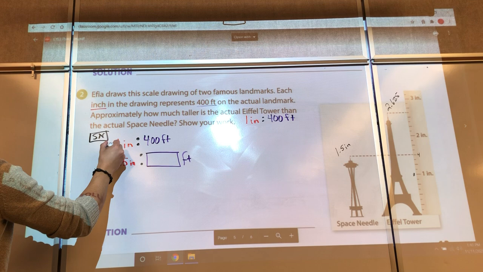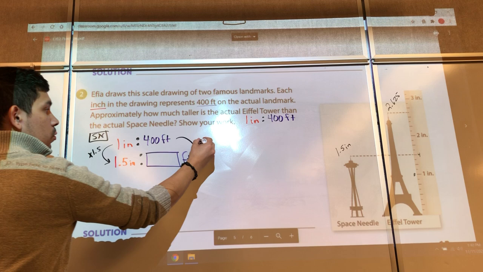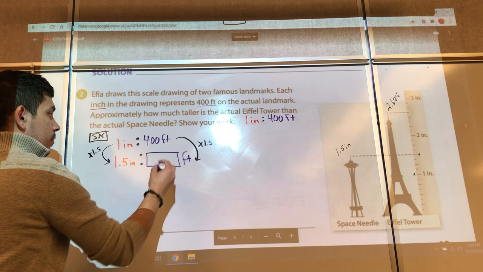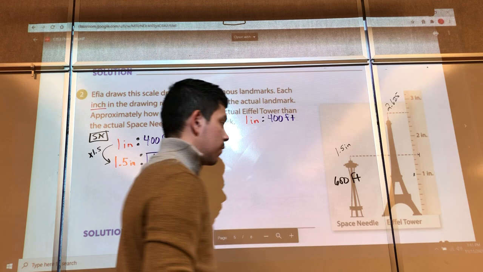1 times what gives us 1.5? Well, that's an easy one. You multiply by 1.5. 1 times 1.5 is 1.5. So what you do to one side, you do to the other. 400 times 1.5 is 600 feet. So the Space Needle is 600 feet. I'm going to come over here and write down 600 feet. Now let's do the Eiffel Tower.